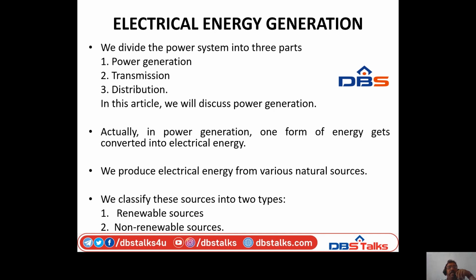In power generation, one form of energy gets converted into electrical energy, that means mechanical energy is converted into electrical energy. We produce electrical energy from various natural resources. We classify these sources into two types: renewable sources and non-renewable sources.